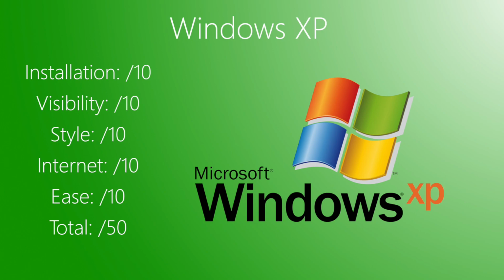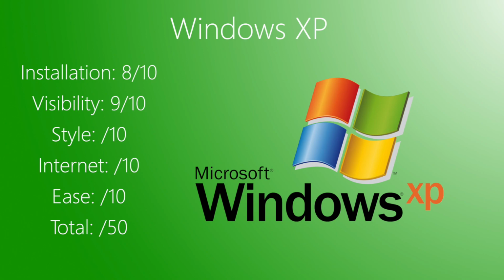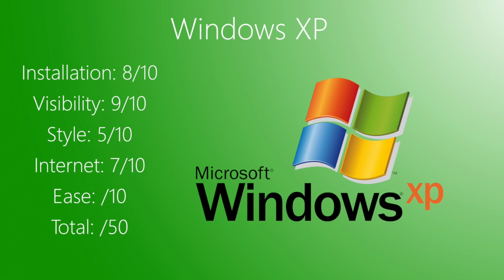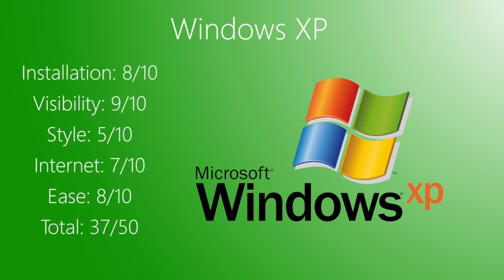For Windows XP, the installation process was pretty straightforward with the exception of the product key, so it gets an 8 out of 10. For visibility, I was able to get into full screen mode, but the wallpaper didn't change, therefore it gets a 9 out of 10. The style of the blue XP interface isn't necessarily bad to look at, but Aero is so much better, therefore it gets a 5 out of 10. As for internet access, I was able to surf the web with MyPal. Internet Explorer no longer works, but this isn't the OS's fault. The text is quite pixelated though, and it isn't snappy, so it gets a 7 out of 10. For overall ease of use, I give XP an 8 out of 10. Counting all those up, and Windows XP gets a 37 out of 50.